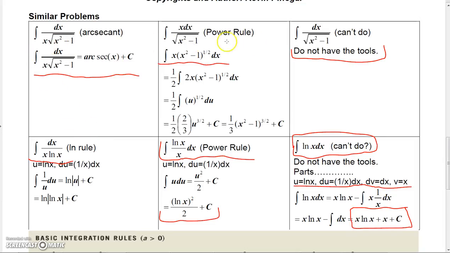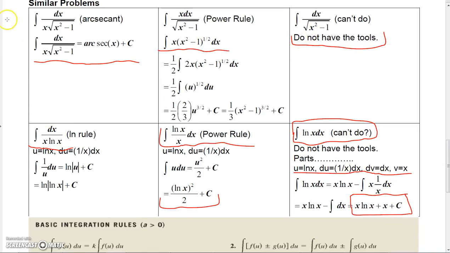These top three, of course, look similar, but one you can use the inverse trig rule, one you can use the power rule, and then of course this one we don't have any rule that we can use. See, the problem on this one is you might think, well, I could let u equal x squared minus 1 and do it as a power, but when you do du you get 2x dx, and we don't have an x up here in the numerator, so that's not going to work.